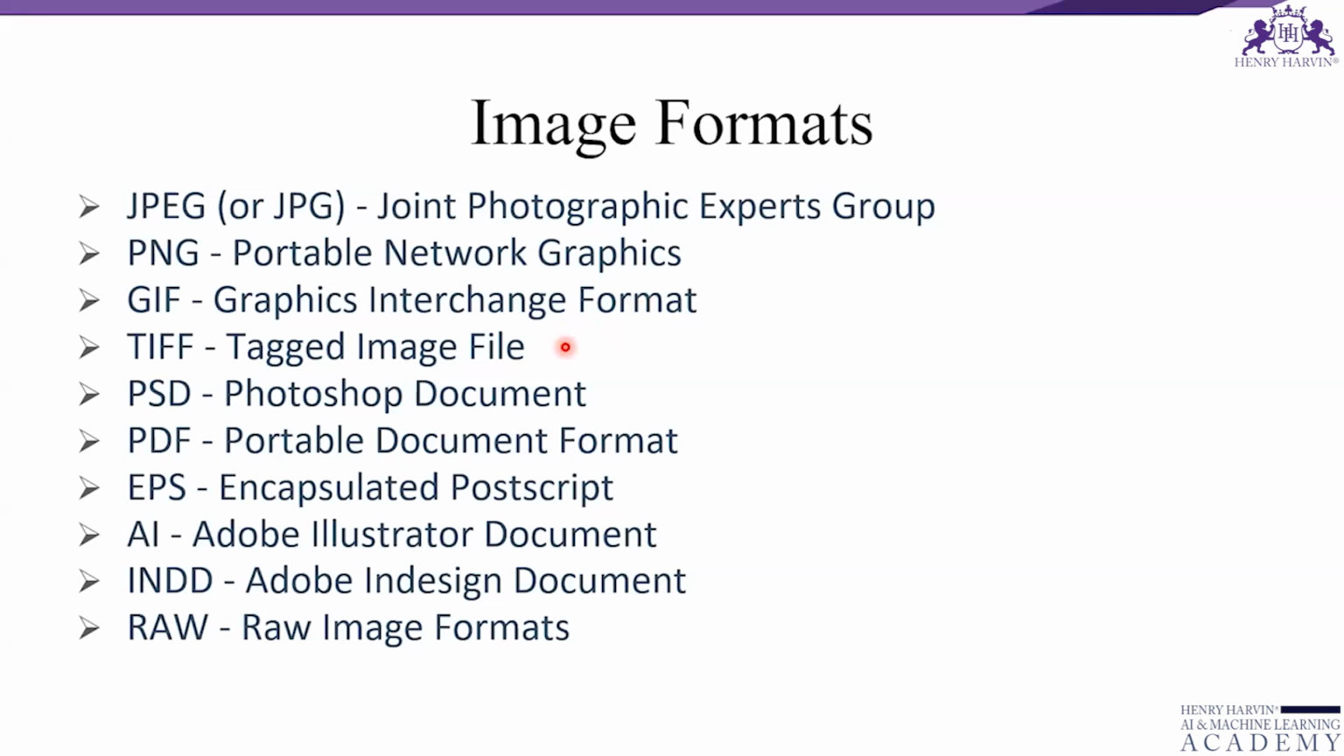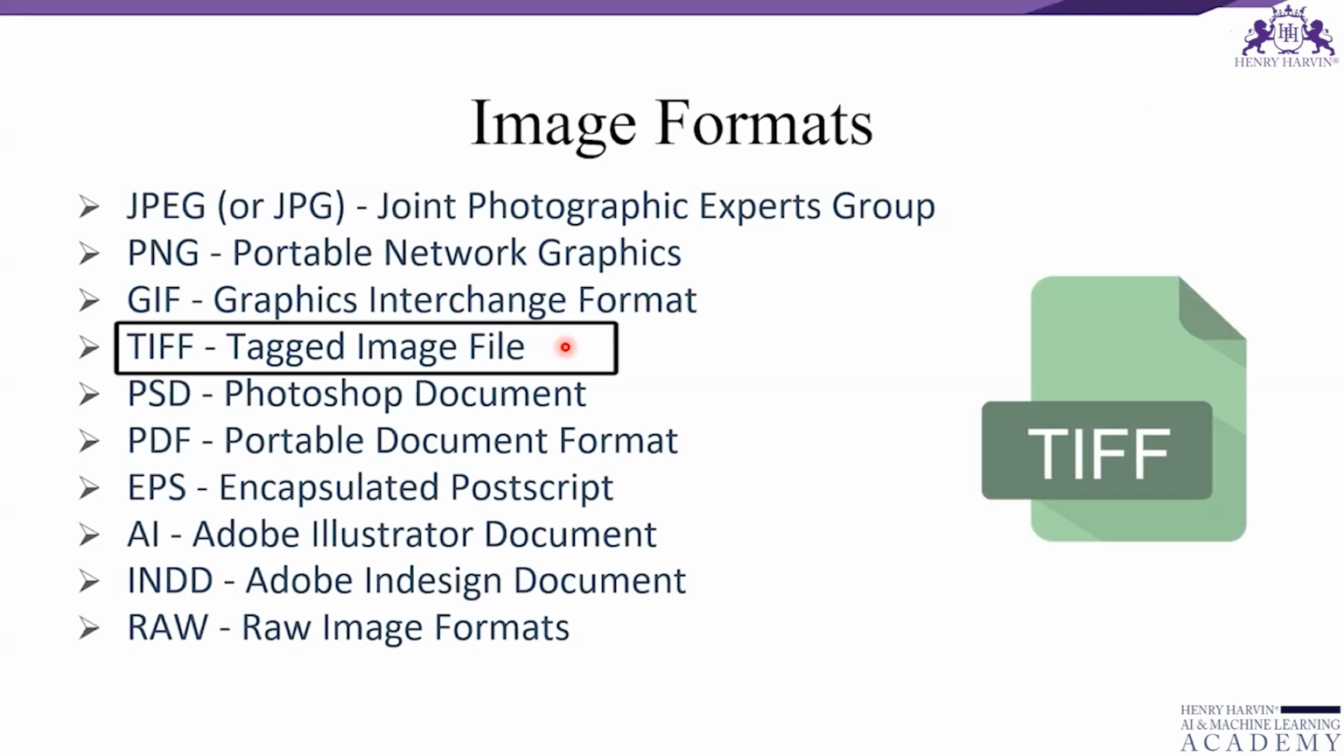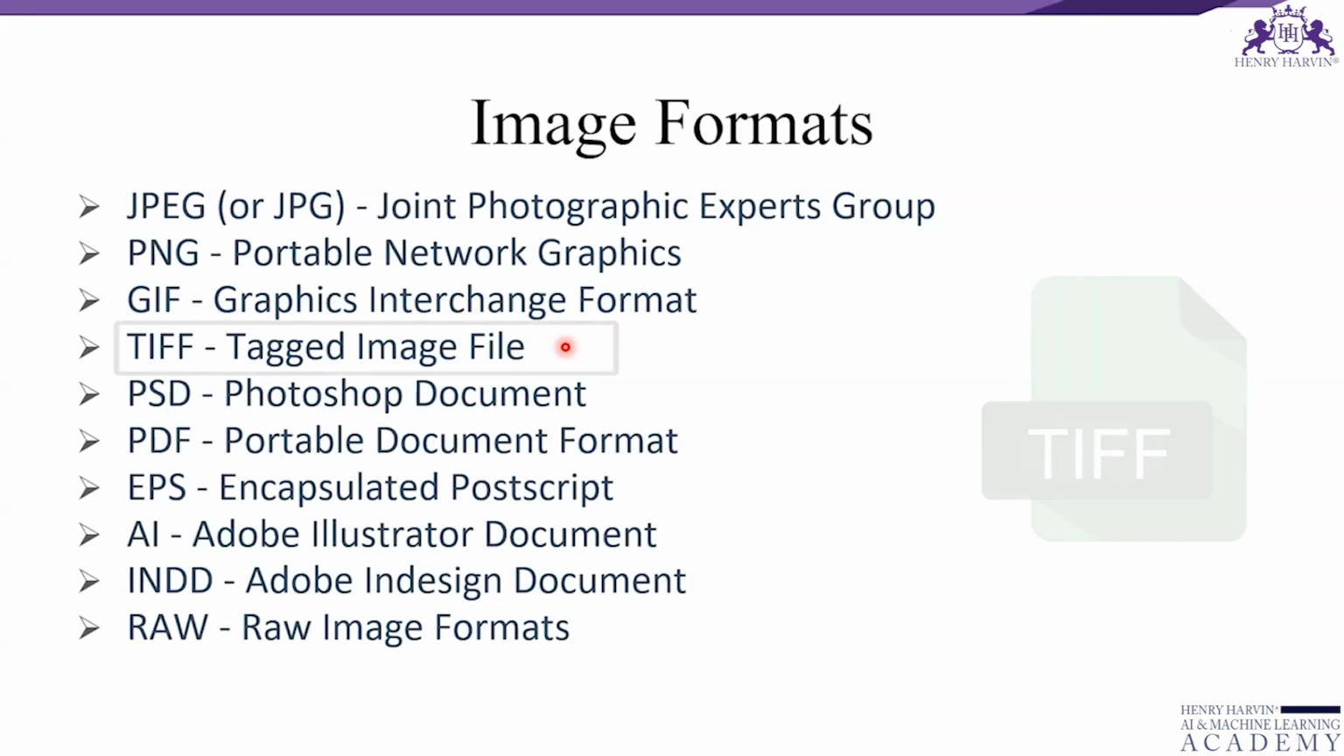So the next one is Tagged Image File. It is a large raster file that doesn't lose quality. This is also known for using lossless compression, meaning the original image data is maintained regardless of how often you might copy, resave, or compress the original file.